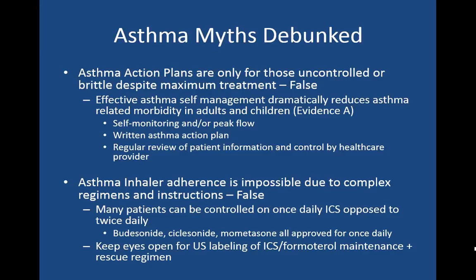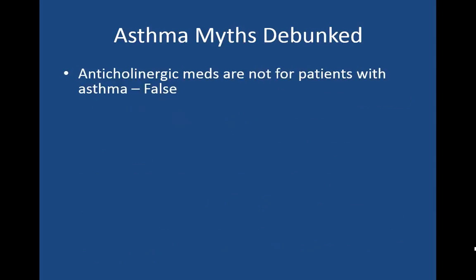Asthma inhaler adherence is almost impossible due to complex regimens and instructions. You'll hear people say that all the time. That's also false. Many patients, there's some inhaled steroids listed on there that actually have FDA approval for once daily use in patients with asthma. So they only have to take that dose once a day as opposed to twice a day. And then, like we talked about earlier, keep your eyes open for that labeling of these formoterol-based regimens so that patients just have one inhaler. That'd be super easy, right? Compared to what we do now anyway.